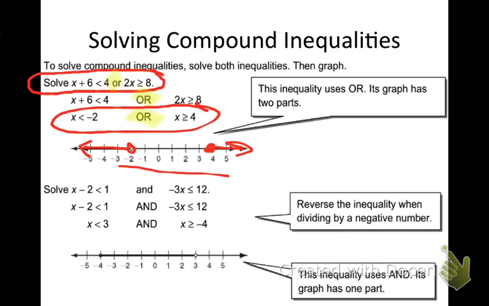Same thing with the and statements, okay? x minus 2 is less than 1, and negative 3x is less than or equal to 12. Solve each one. Remember to flip the inequality there because we divide by a negative, and you're done. Think about it as two inequalities in one, and that's all the work you have to do.